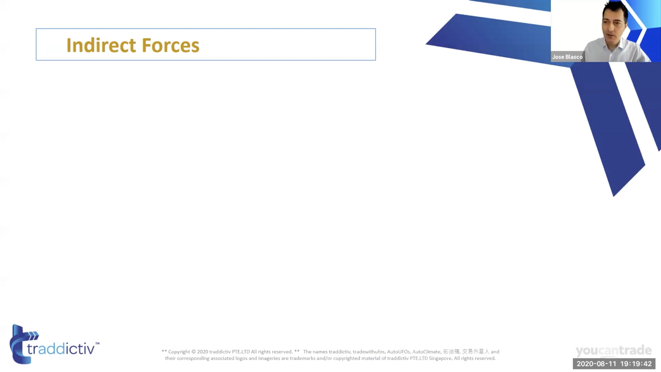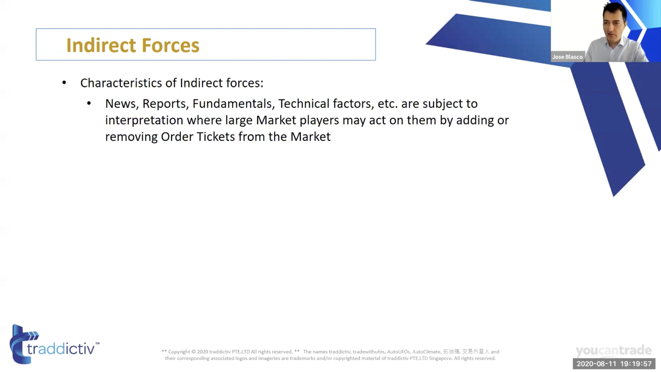So again, I want to get deeper into this so we understand this better, okay? Let's dive deeper into indirect forces first. So what are the characteristics of the indirect forces? So news reports, fundamentals, technical factors, etc., are subject to interpretation, where large market players may act on them by adding or removing order tickets from the market. So they are very relevant, but keyword: interpretation, okay?